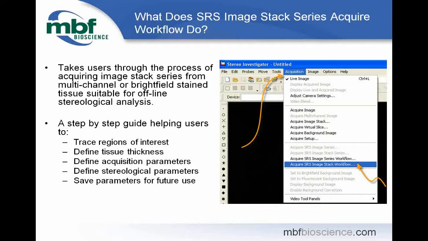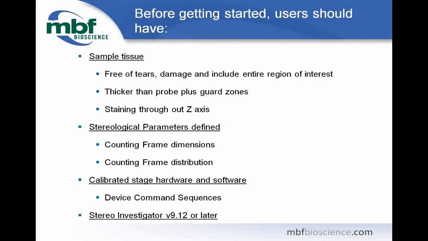Before beginning any stereological analysis or image stack acquisition, users should have the following secured. Critically, sample tissue. The sample tissue must be free of all damage, including tears or missing tissue, and must always include the entire region of interest. The tissue, post-processing, should be thicker than the probe height plus the guard zone heights.